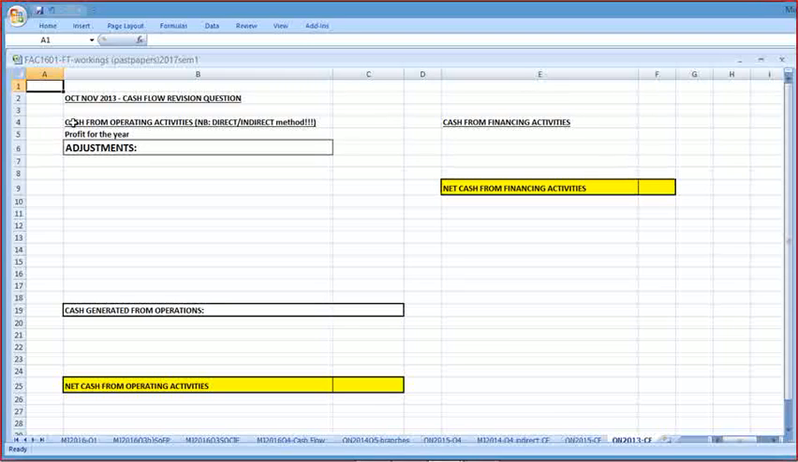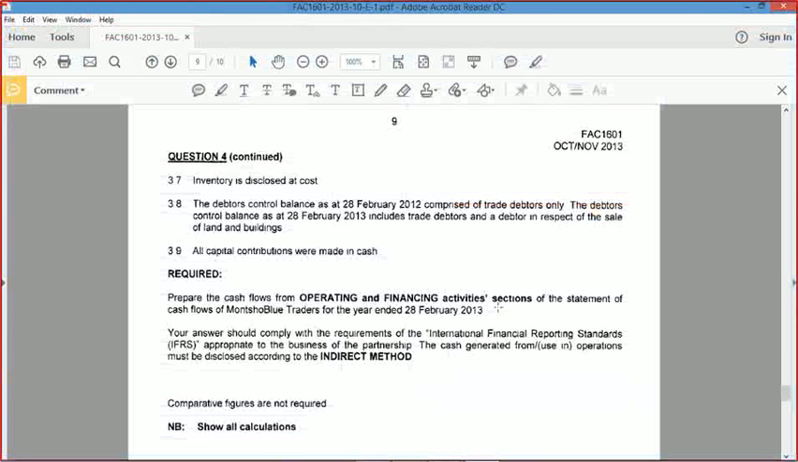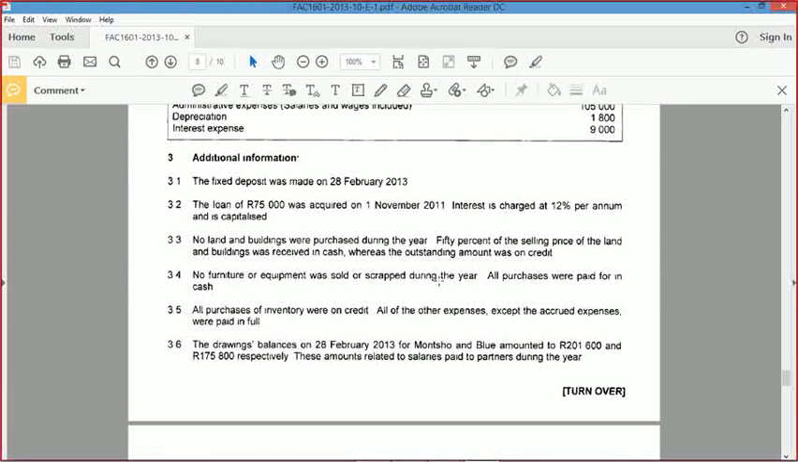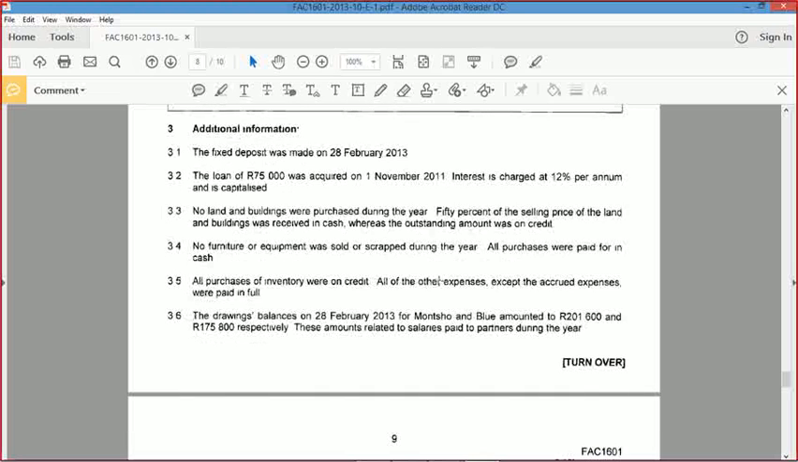Now we have to look at our additional info. Okay, so we start with the additional information. We need to read it and we need to find items that will have cash flow. So number 1: the fixed deposit was made on the 28th of February 2013.